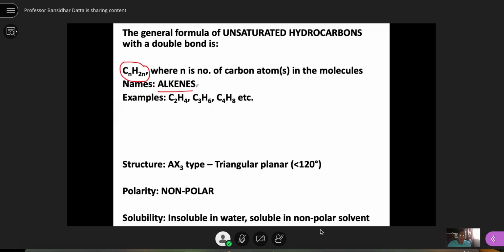Alkanes are the saturated ones, A-N-E-S. Alkenes, A-L-K-E-N-E-S, is the double bond. That includes ethylene or ethene, right?